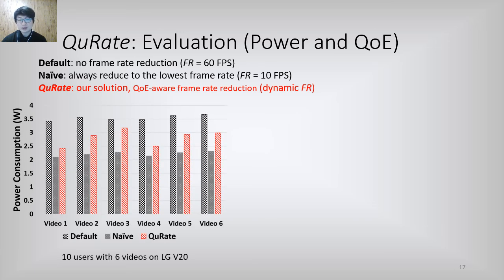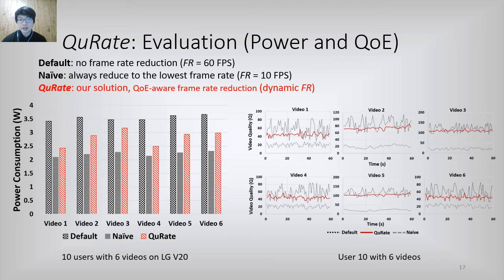In the power comparison, we can see that QuRate always consumes much less power than the default group, but it's higher than the naive group for sure. However, when we look at the video quality, we can see that QuRate is always much higher than the naive group, but it's not necessarily lower than the default group, which means the impact of QuRate on the QoE is very minor in the experiment. For more experiment results and the conclusion, please take a look at our paper.